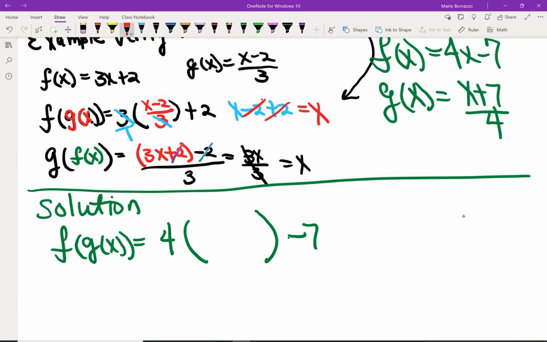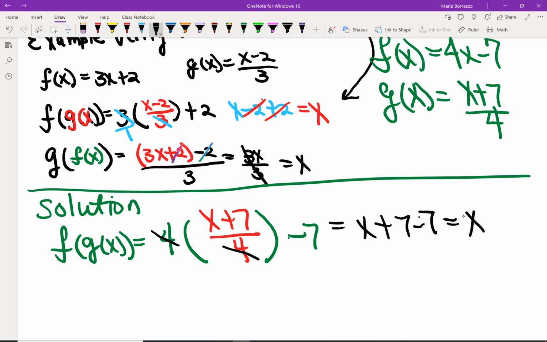And what goes on the inside is going to be our g of x, which is going to be x plus 7 over 4. Once again, if you look carefully, you'll notice the 4's will cancel. And then this will leave you x plus 7 minus 7, which is equal to x, because the 7's obviously cancel. Negative 7 and plus 7 cancel each other out.